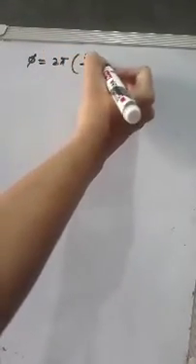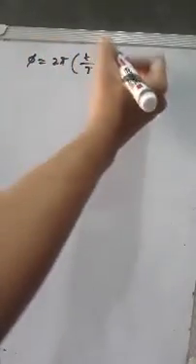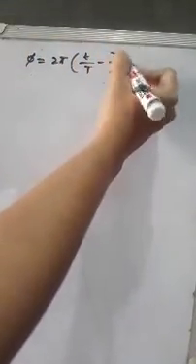I'm just writing this particular equation again. That is phi equals 2 pi within bracket t by big T minus x by lambda. This is the usual form of the phase of a wave at a point x.